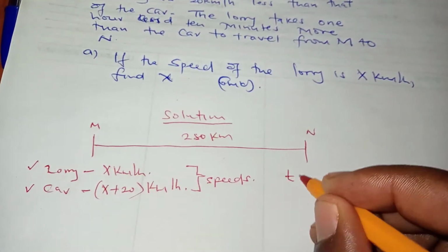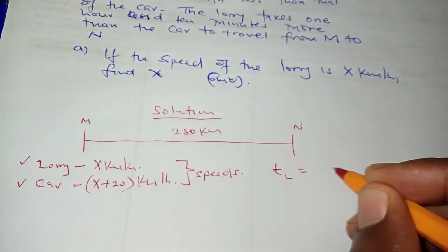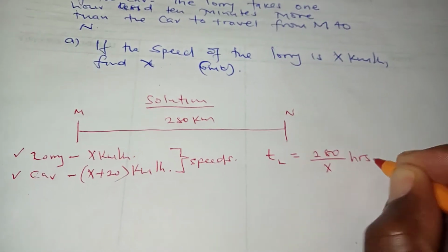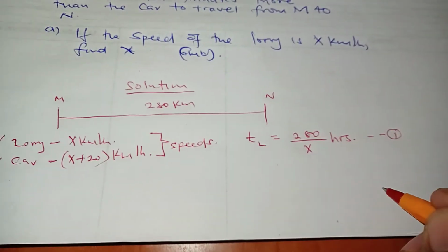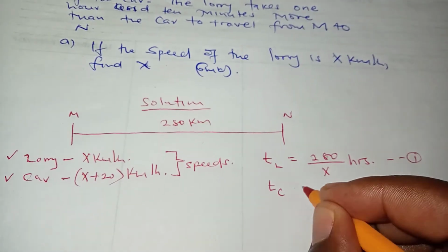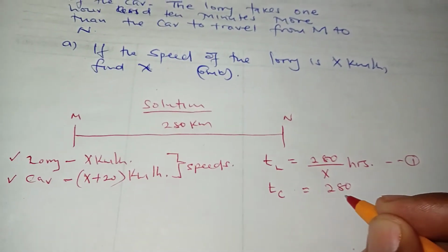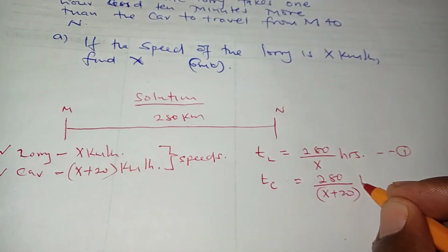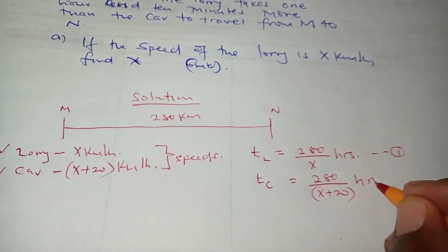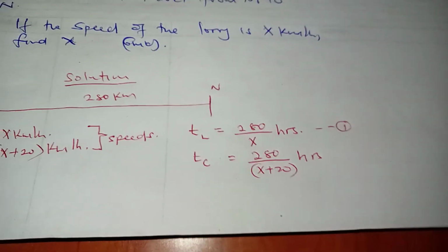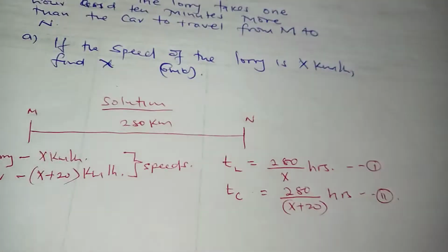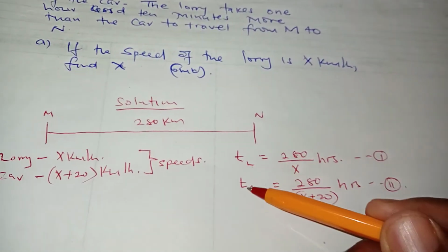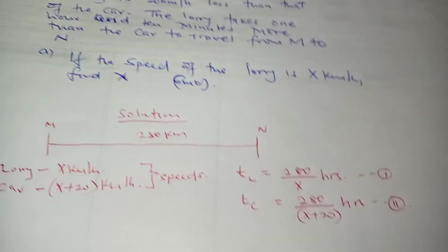We understand that the time for the lorry will be 280 divided by its speed, hours, right? You can designate that one to be equation number 1. Then time for the car will be the distance in kilometers divided by the speed, which is x plus 20 kilometers per hour. When you divide, you get 280 over x plus 20 hours. Now, the most fascinating thing about these two concepts is that now the difference between time L and time C is 1 hour 10 minutes.